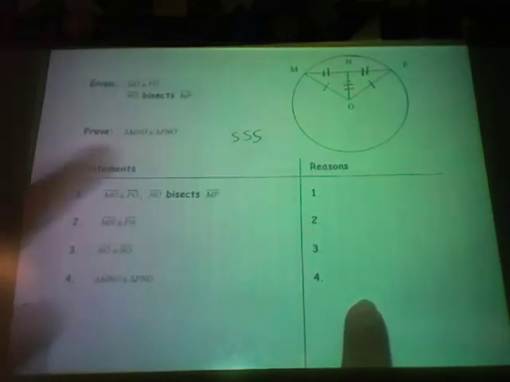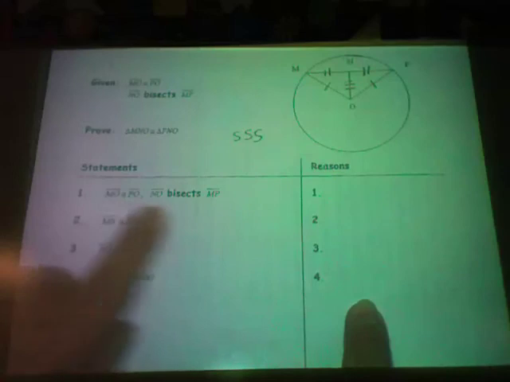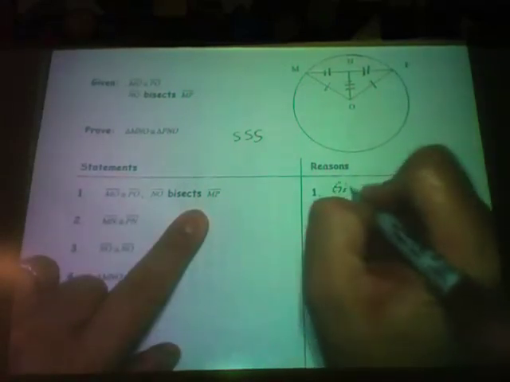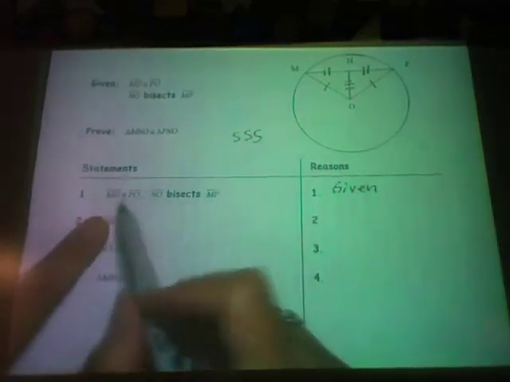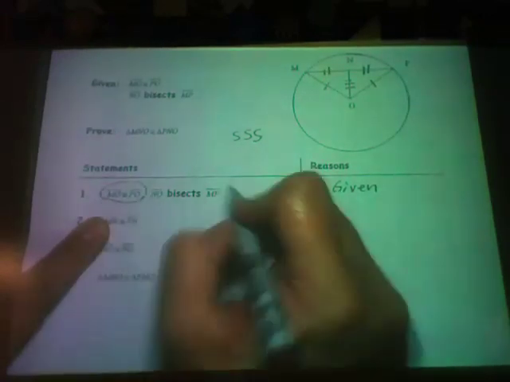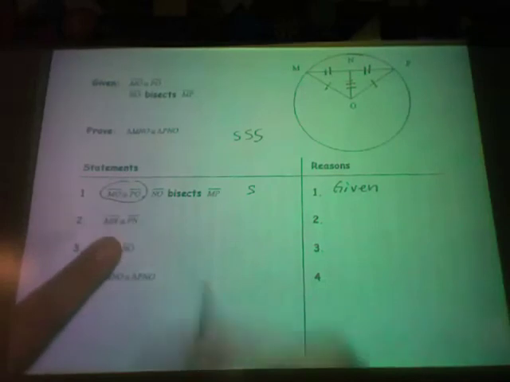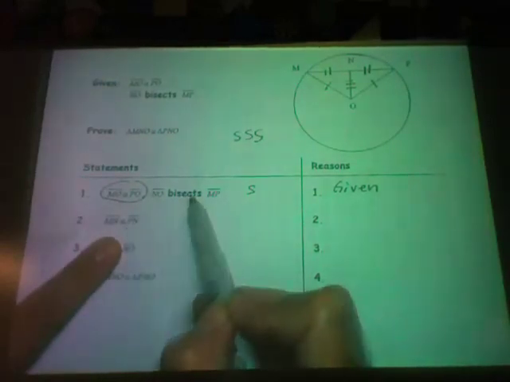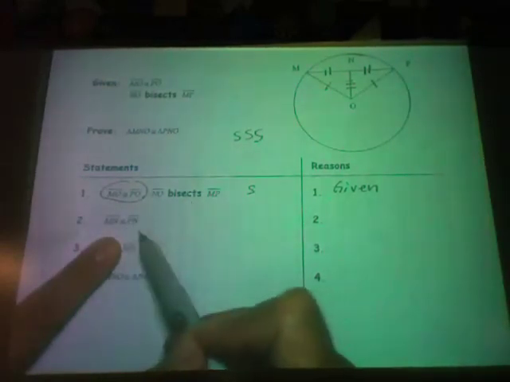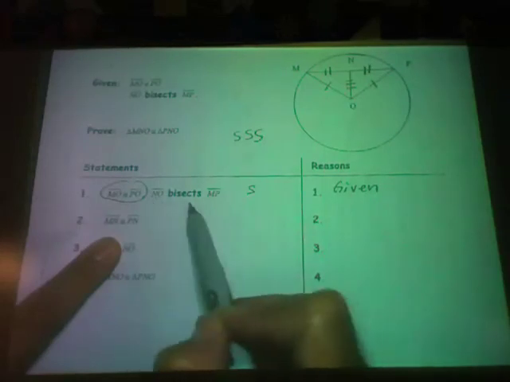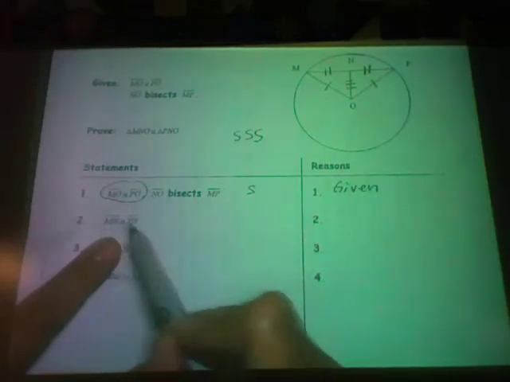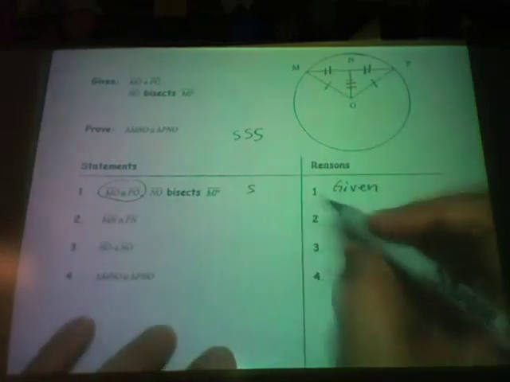So look at how the progression goes. What's this from? Given. Given. Okay? Notice what's in here. Don't we have one side right here? Isn't that our first S? Okay. Look at, how do we conclude from here to here? Wasn't that our bisecting? NO bisects MP. Didn't we conclude that those two pieces were equal? So here's how you're going to write it.